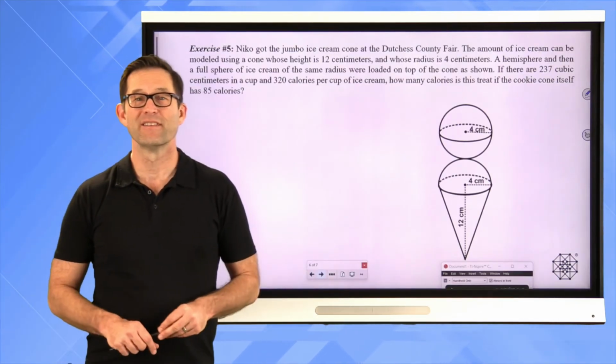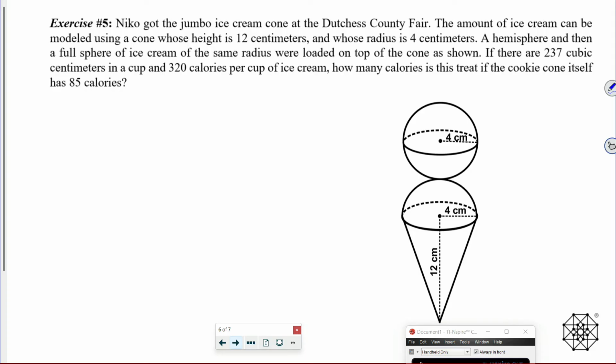It's about ice cream. Let's take a look at exercise number 5. Nico got the jumbo ice cream cone at the Dutchess County Fair, best county fair in the country. The amount of ice cream can be modeled using a cone whose height is 12 centimeters and whose radius is 4 centimeters. A hemisphere and then a full sphere of ice cream of the same radius were loaded on top of the cone as shown. If there are 237 cubic centimeters in a cup and 320 calories per cup of ice cream, how many calories is this treat if the cookie cone itself has 85 calories?